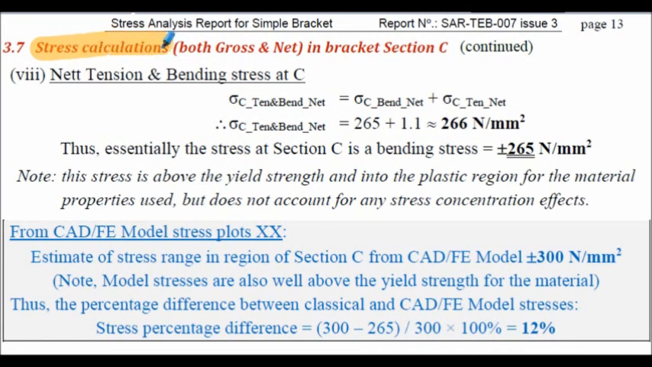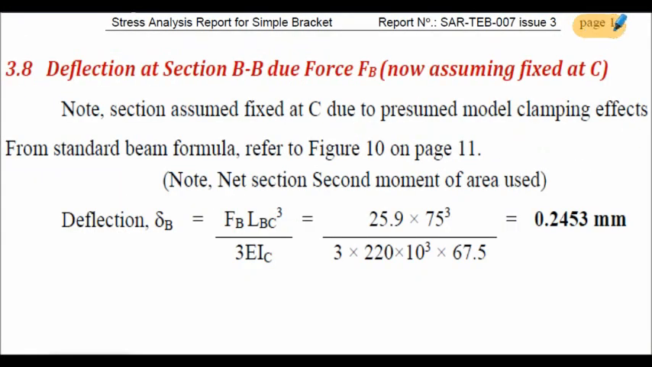Section 3.7 continued. Again, we have a comparison now between the CAD FE model and the classical calculations. There's a 12% discrepancy shown here. Page 14 of the report, subsection 3.8, calculating the deflection at section BB due to force FB applied.